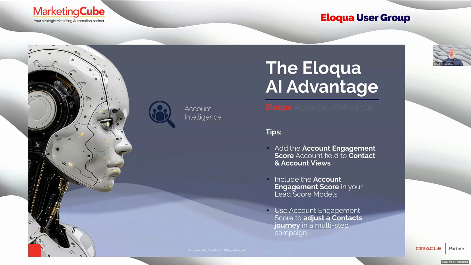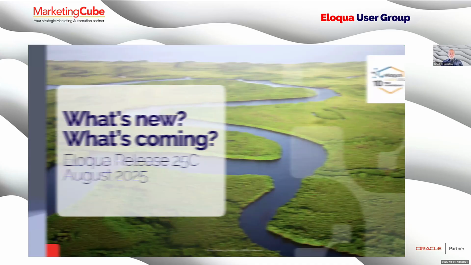Now, that's a bit more of an ABM type of approach, I suppose, but that's a little bit of what we're trying to do at Marketing Cube. There's a whole other layer of insight coming to us, which is fascinating with all of these AI features that are rolling out. Okay, so what's new and what's coming?